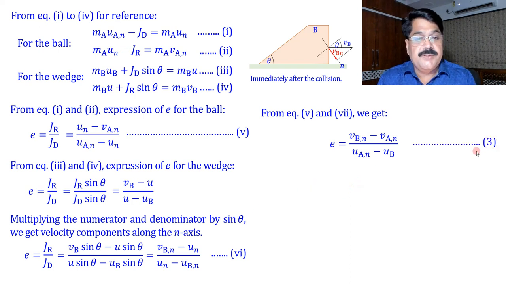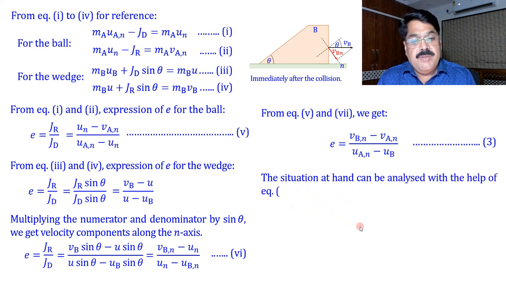We can call this equation number 3. So now we have 3 equations. First, continuity of the tangential component of the velocity of the ball. Second, conservation of linear momentum in the horizontal direction. And third, the coefficient of restitution for the velocities along the common normal. So by these 3 equations we can identify all the 3 unknowns. The situation at hand can be analyzed with the help of equations 1, 2 and 3.